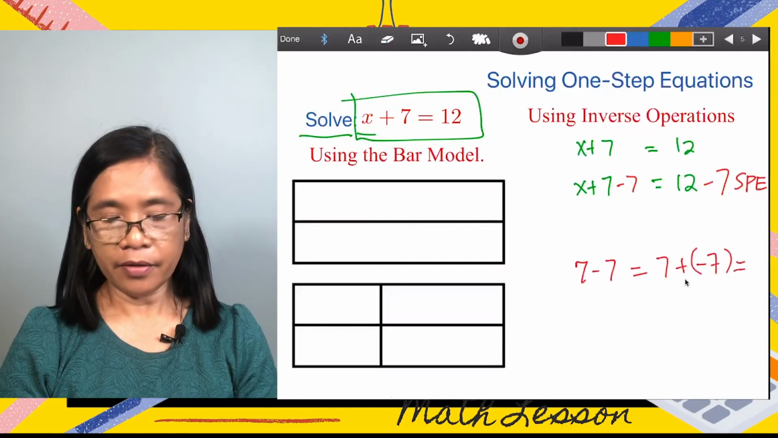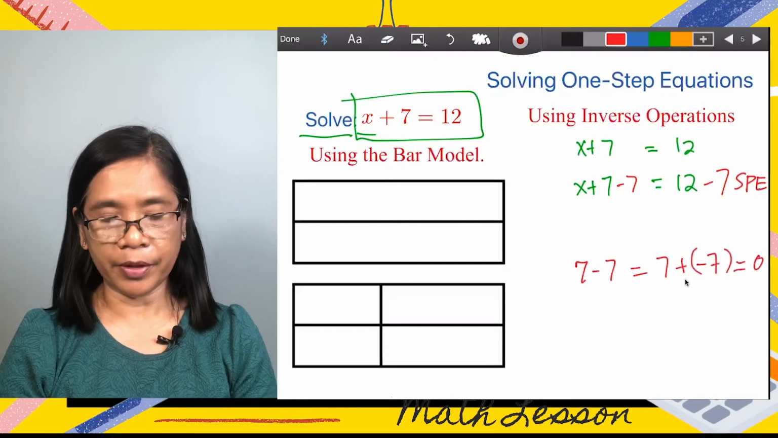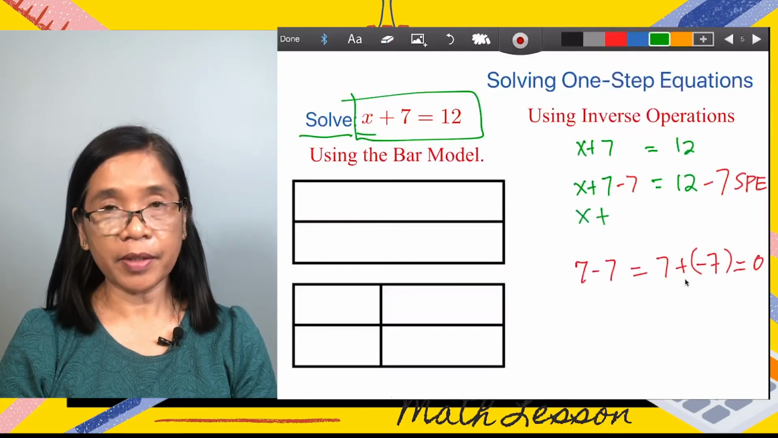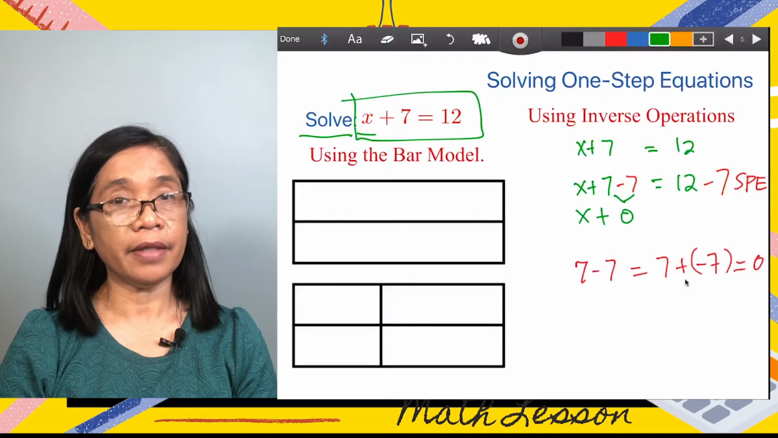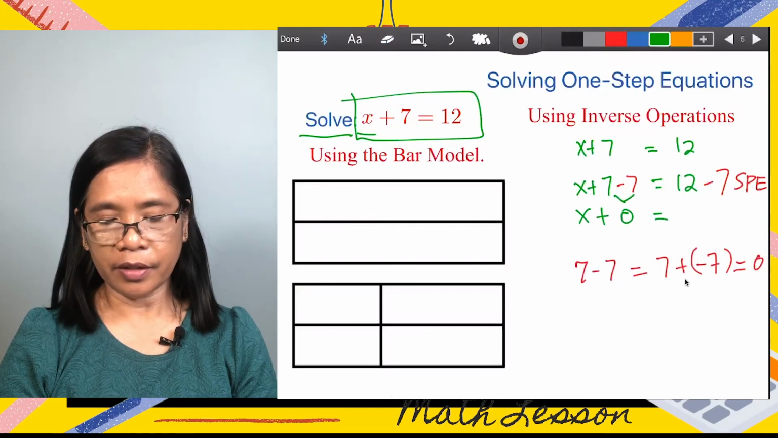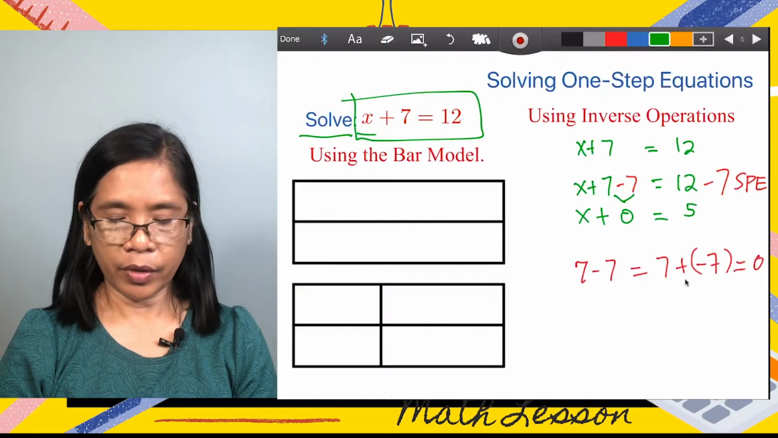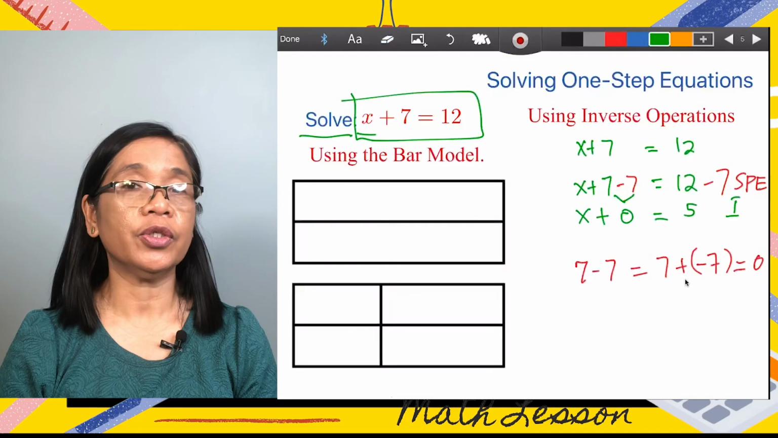And this will give us 0. Also, by identity property, we know that a number plus 0 is still the number. So x plus 0 is equal to x by identity property. And here we will now have x equals 5, and this is justified by the inverse property for addition. So we call 5 the solution to the equation.